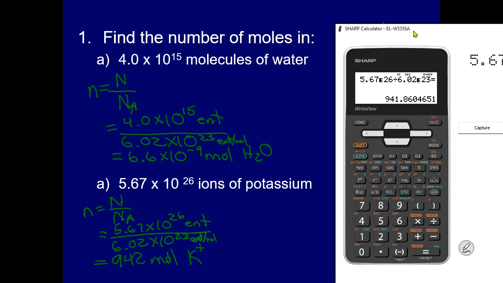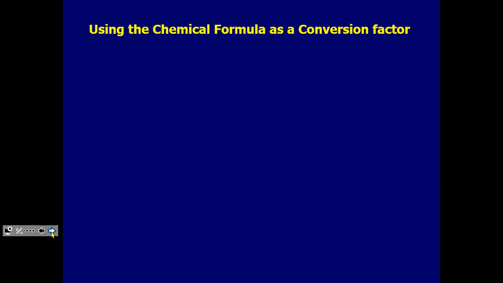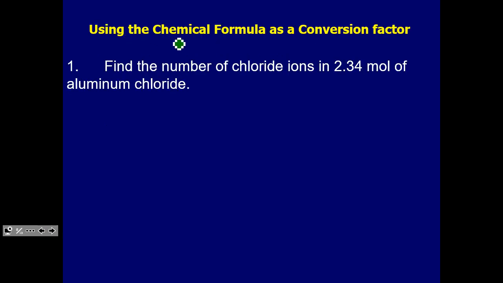All right, there's one more type of calculation I want to do here to finish this off, and then my lesson is over. So the chemical formula sometimes comes into play with a question like this. Find the number of chloride ions in 2.34 moles of aluminum chloride. Now this is a different question. Ions are entities. They're the tiny little things. But notice I have moles of this ionic compound or formula unit. So let's talk about how to get the chloride ions out of that.